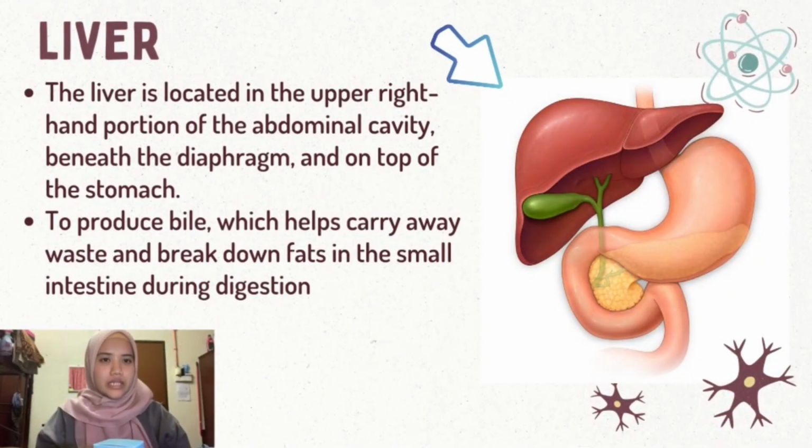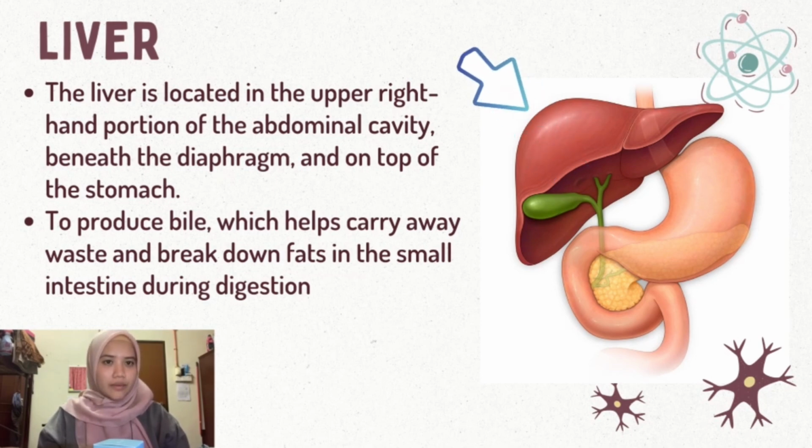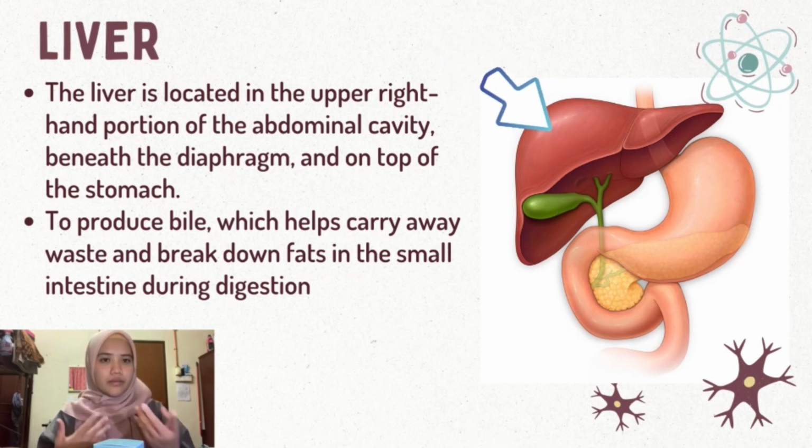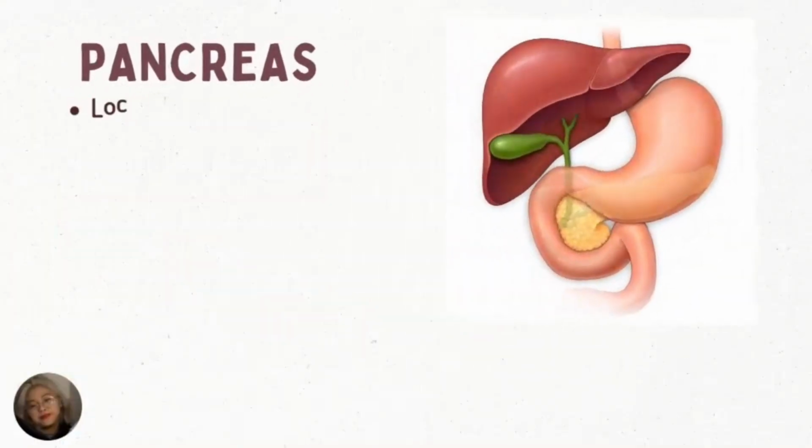Liver. The liver is located in the upper right-hand portion of the abdominal cavity beneath the diaphragm and on top of the stomach. It is to produce bile, which helps carry away waste and break down fats in the small intestine during digestion. Next is pancreas.